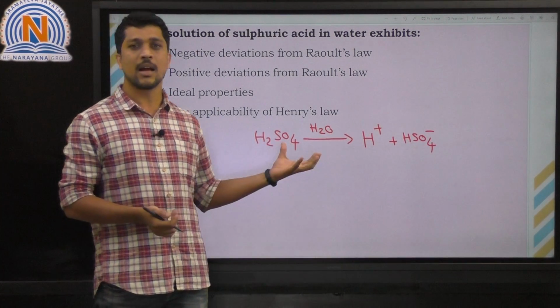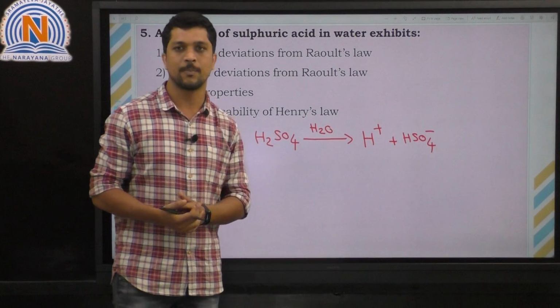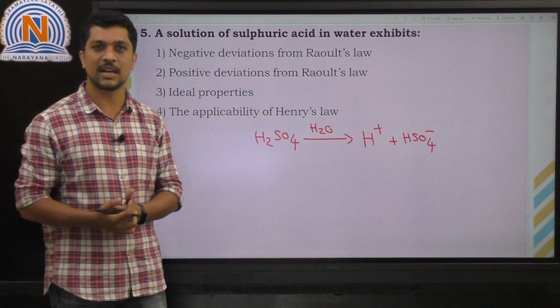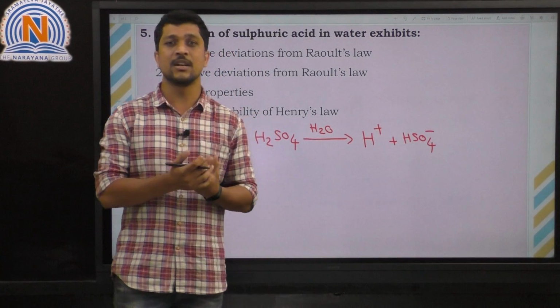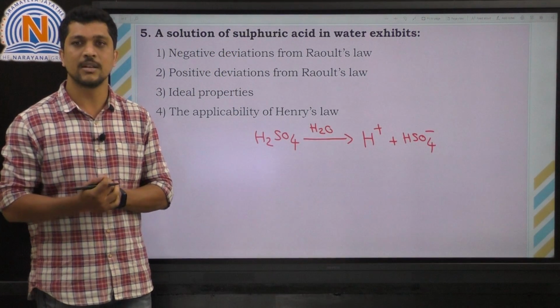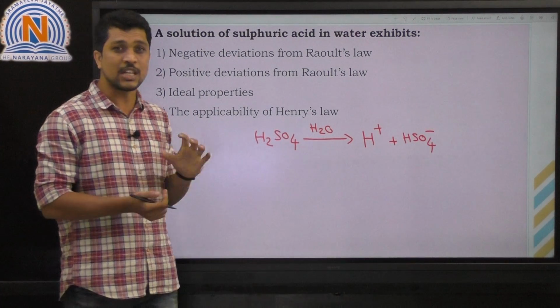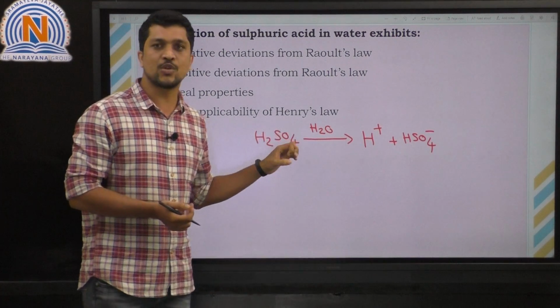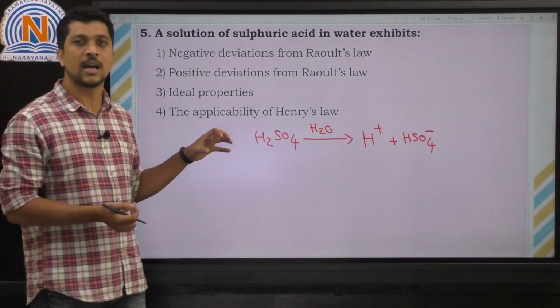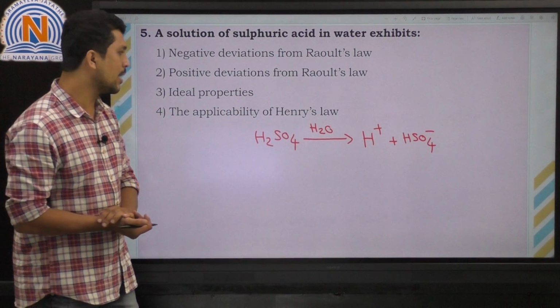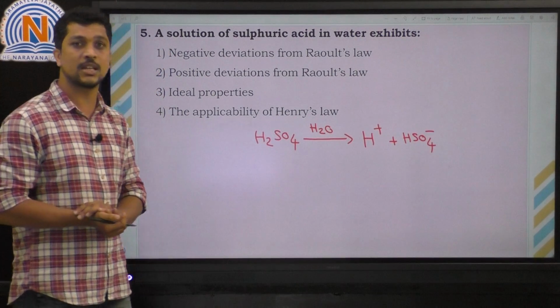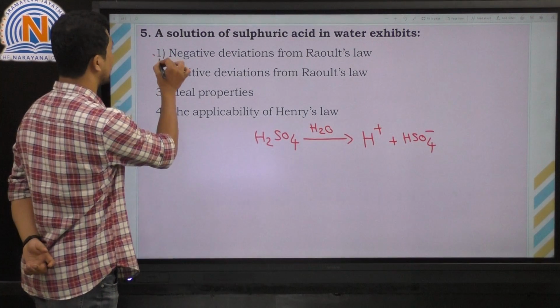So these have a greater interaction with the water, then the vapor pressure decreases. Vapor pressure decreases compared to the ideal solution. So that is why H2SO4 in water exhibits negative deviation from Raoult's law. So the correct option is the first option.